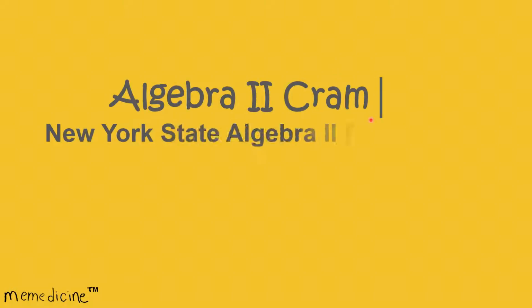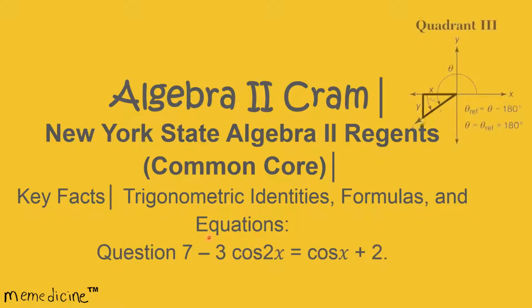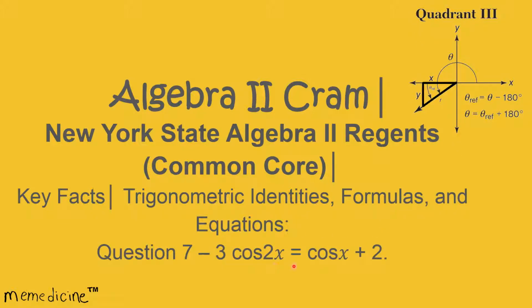Algebra II Cram, New York State Algebra II Regents, Common Core, Key Facts, Trigonometric Identities, Formulas, and Equations. Question 7. 3 cosine of 2x is equivalent to cosine of x plus 2.